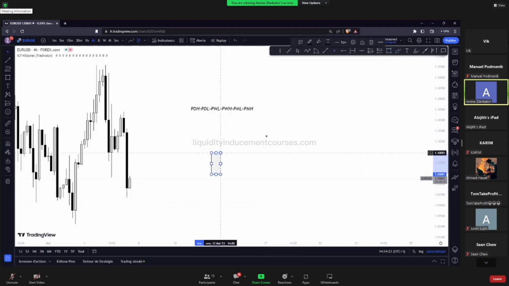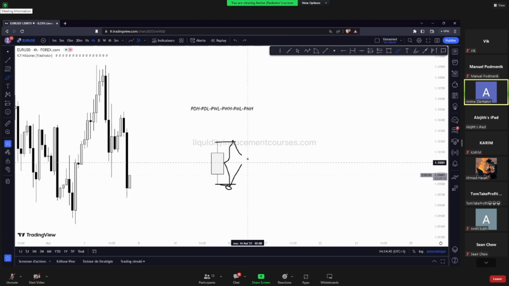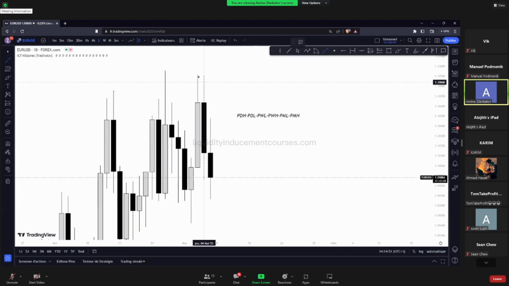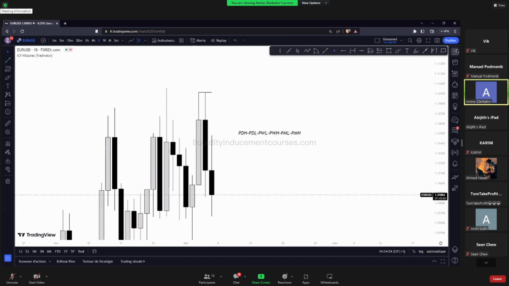Simple. You have a daily candle, and you have a wick, and you have another wick. So this is a daily candle, okay? If price wants to reverse, it's going to reverse after taking this or this. And we anticipate the moves right here and right here. Okay, let me show you an example. Look at this. Price took the previous daily high.